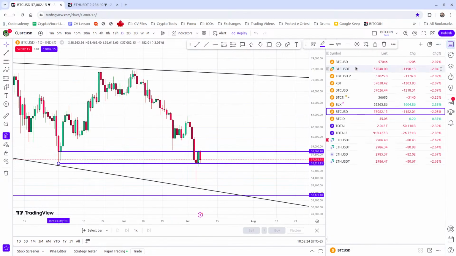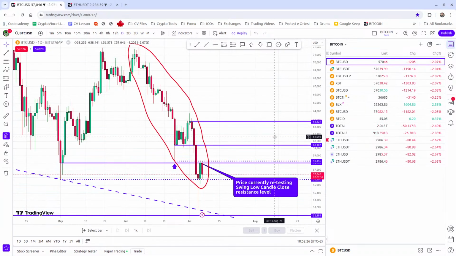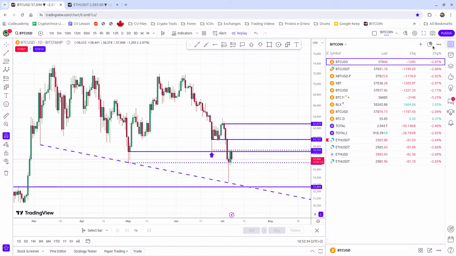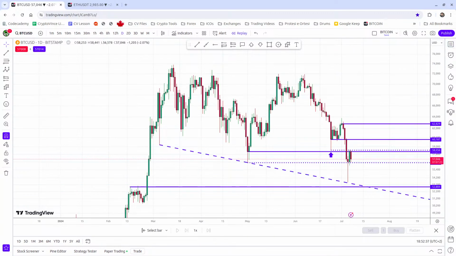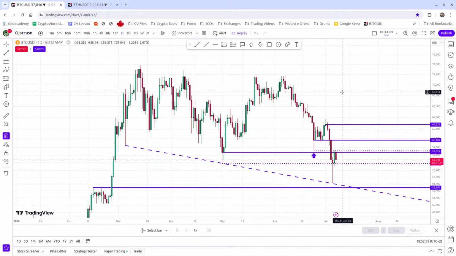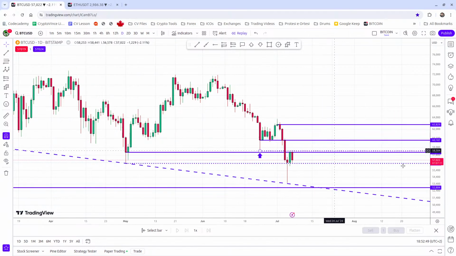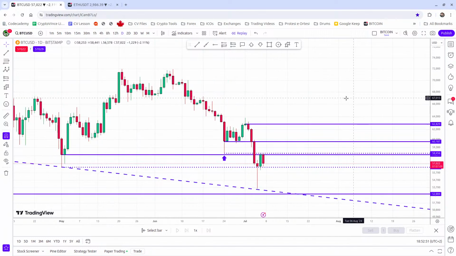Oh, let me grab my chart. So this one, the downtrend right there. Price is actually bouncing between the candle close level and the swing low, the wick. Price is just fighting inside there. Look how precise this chart is.